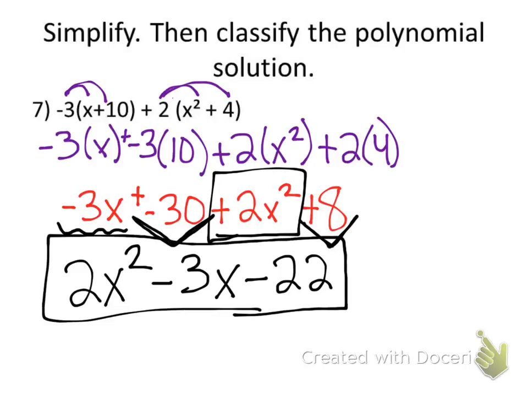Any questions on how I got that answer? First you distribute. I simplified the multiplication. I combine like terms. How many terms are there? 3. So I would call this a trinomial.